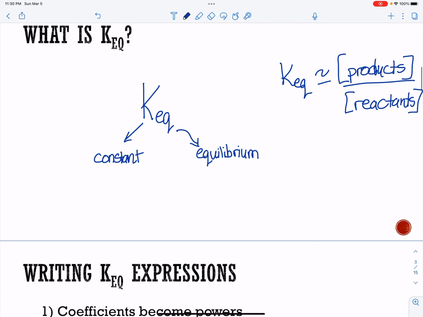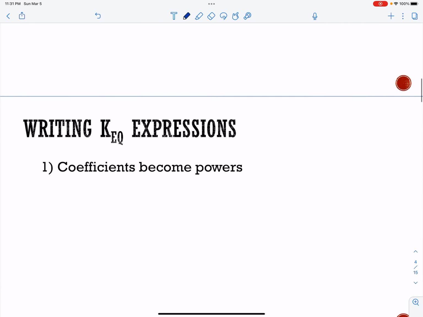And you'll notice that I used an approximately equal to. We're going to be talking about some of the factors that affect this reaction and how it's not exactly equal to products over reactants, but some of that changes based on coefficients and what products and reactants there are.